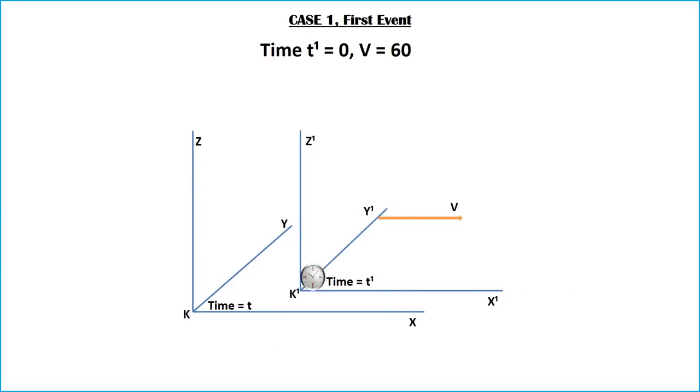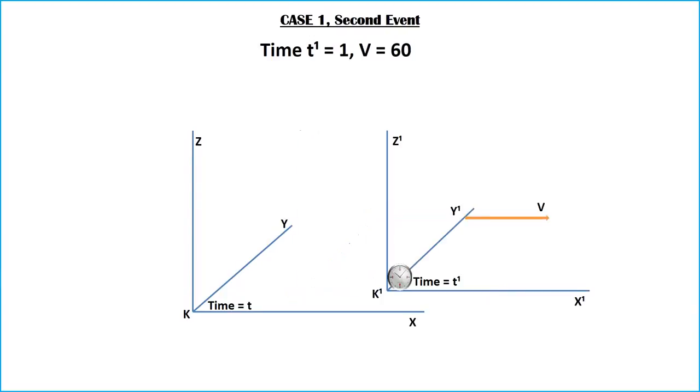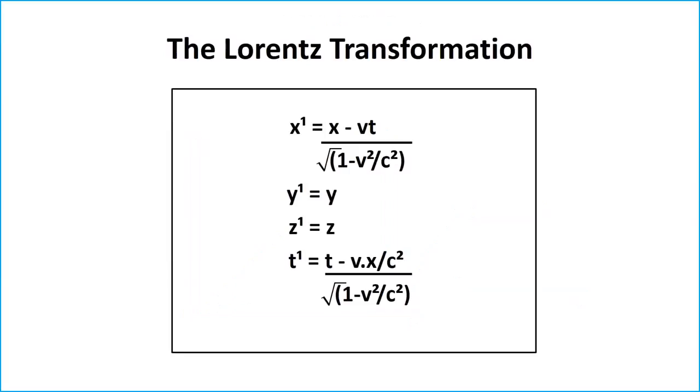We need to determine the time of the first event relative to the k system and the time of the second event relative to the k system. In this example, we have selected an arbitrary value of 60 meters per second for the relative velocity. We employed the Lorentz Transformation to calculate these times.